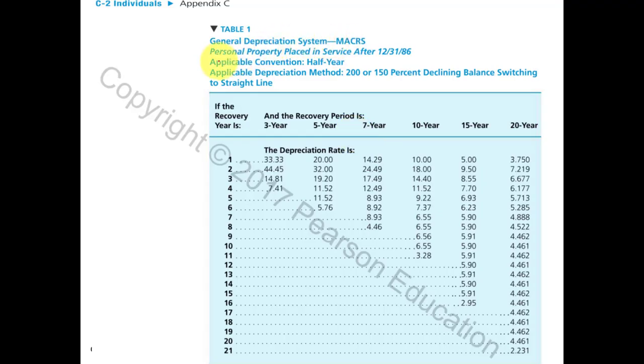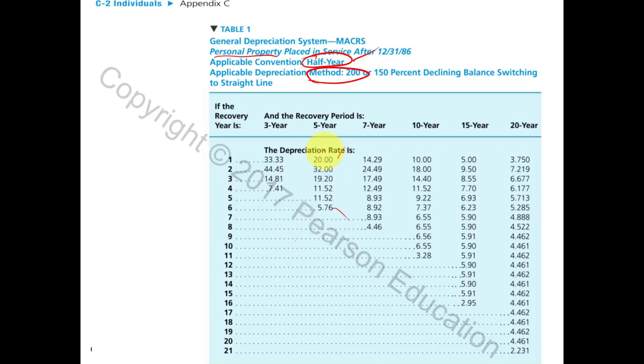This is made for personal property using the half-year convention and defaulting to the double declining balance method. And here are the class lives in these columns. If I have a 5-year class life asset, in the first year I'm going to take a 20% depreciation deduction. That same asset, I'm going to take a 32% deduction in the next year. You notice there are 6 years here for a 5-year asset. The reason is that the half-year convention assumes half a year's worth in the first year and half a year's worth in the last year.